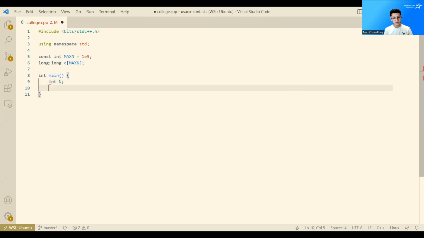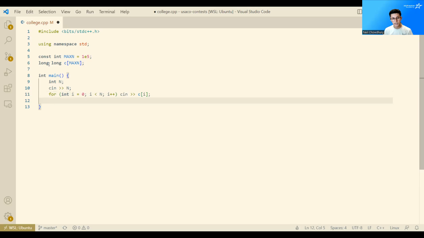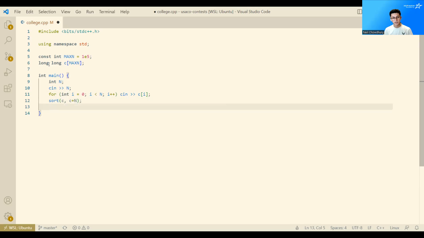So we first read an n, and then on the next line we read in all our CIs, and then we need to sort C. And in C++, that's with the sort function. So sort C and then the end pointer, which is C plus n. And then we'll have an answer. Here I'm making sure to use long long, because if you use int, it might overflow and you'll get a wrong answer.